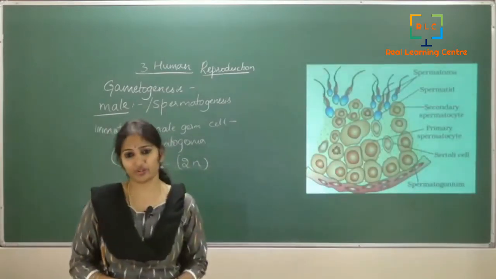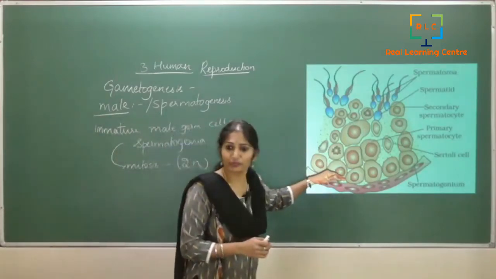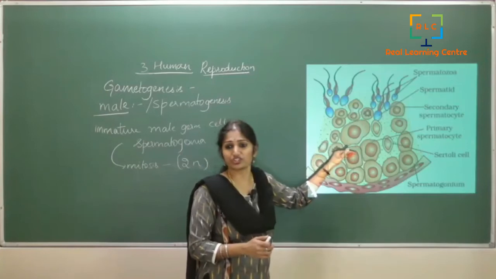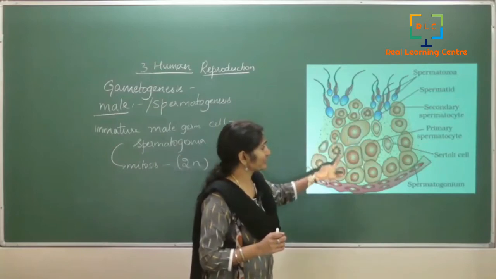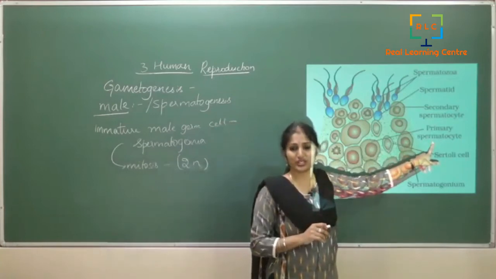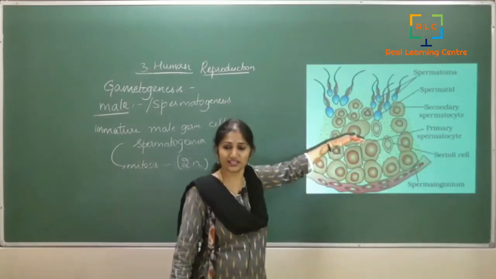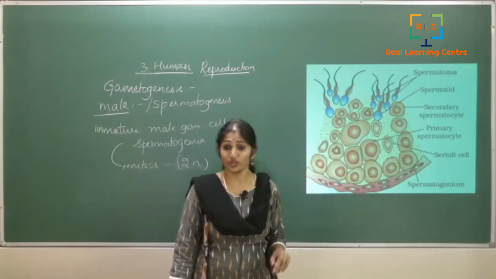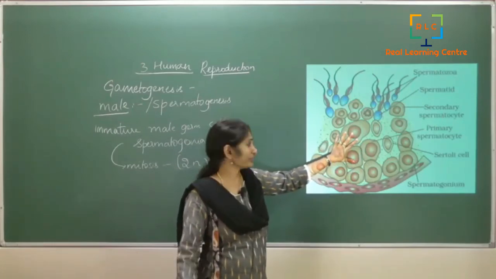Now some of the spermatogonium cells would keep moving into the inner region, and as they keep moving into the inner region, they undergo slight modification in their structures, and then we call them the primary spermatocytes. So basically the same spermatogonium which are in the periphery would move towards the inside, and we call such cells the primary spermatocytes. These primary spermatocytes are undergoing meiosis.